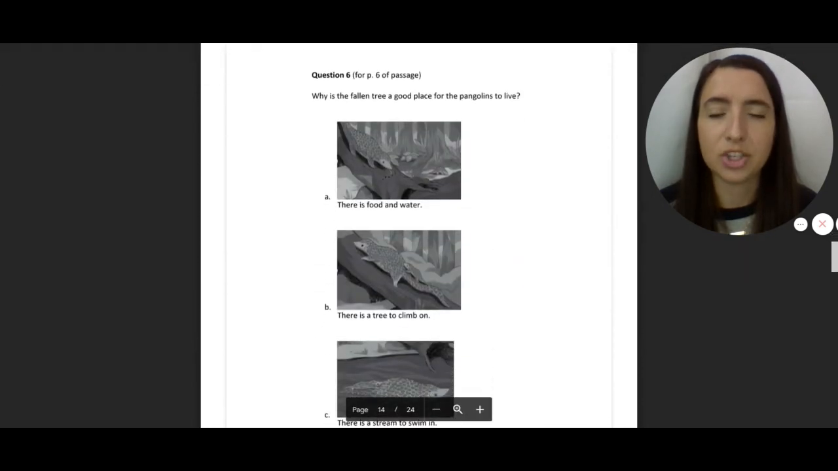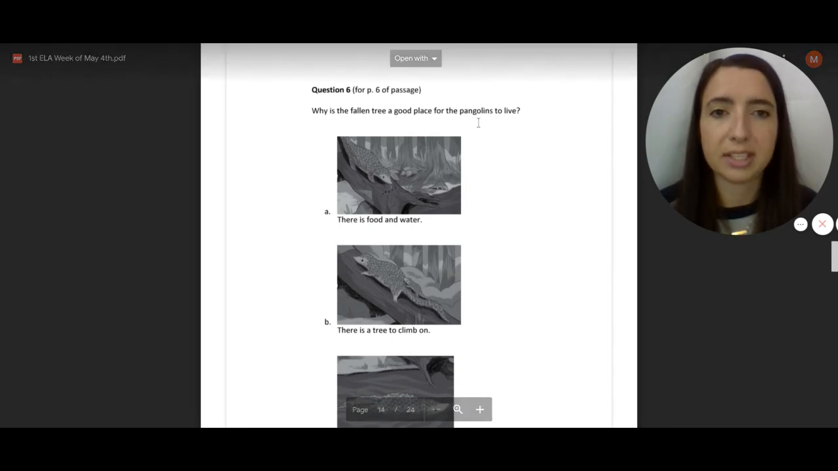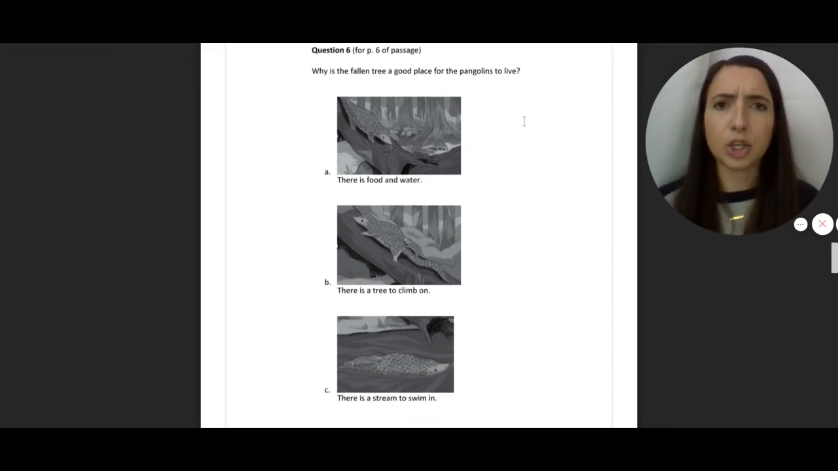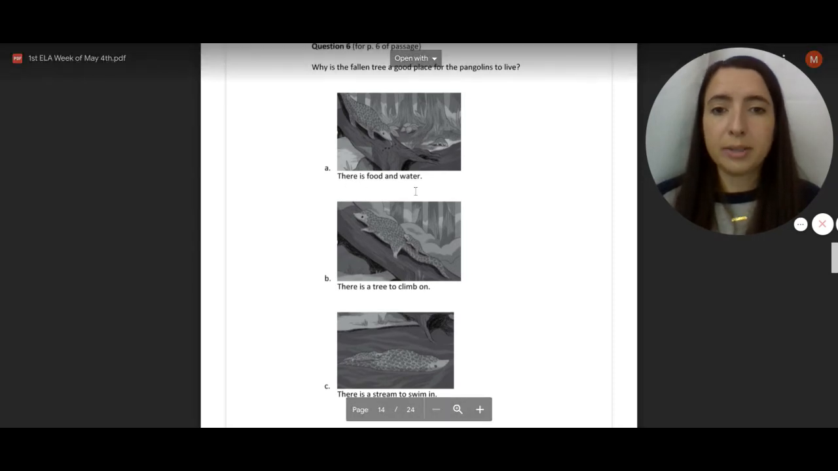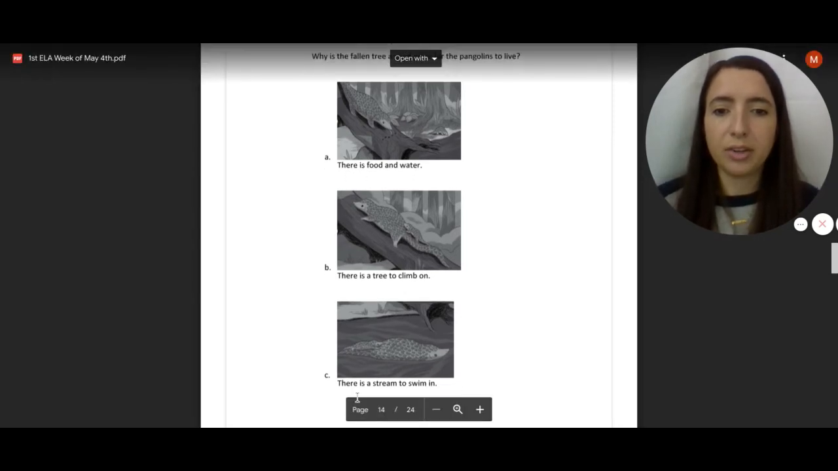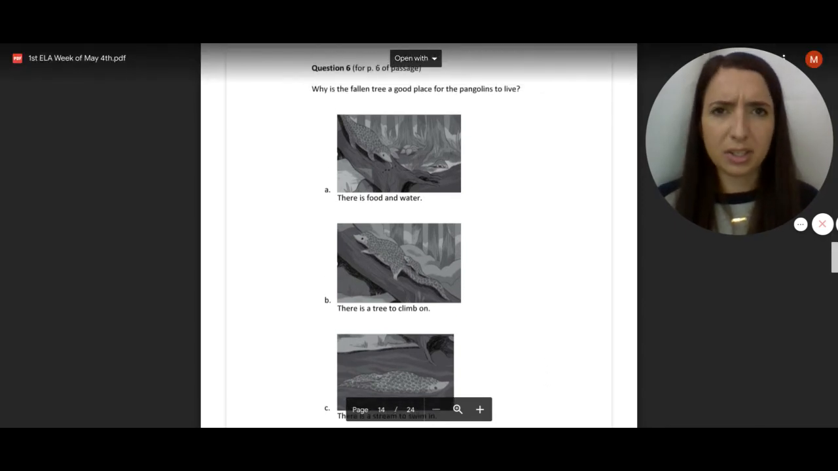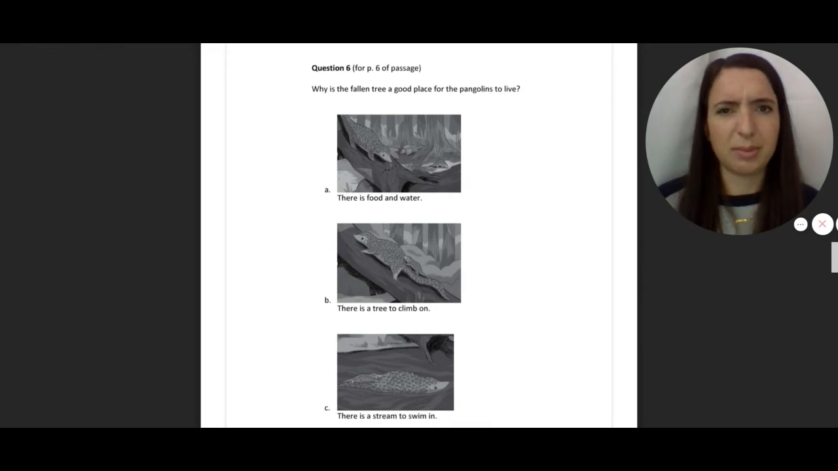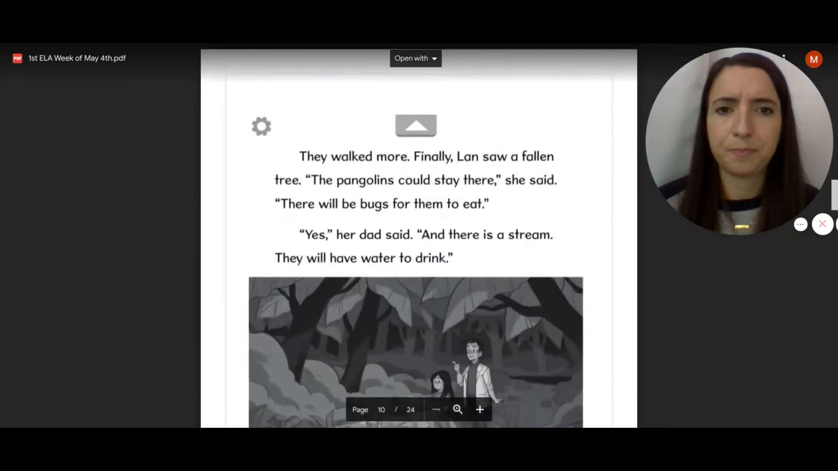Okay, ready? Question 6. Why is the fallen tree a good place for the pangolins to live? So why is it good for them to live by the fallen tree? There's food and water, there is a tree to climb on, or there is a stream to swim in. Now, same thing, I know there were a lot of different places they were going to put the pangolins, but I don't remember exactly about the fallen tree. So let's go back to page 6 and see why the fallen tree is such a good spot.